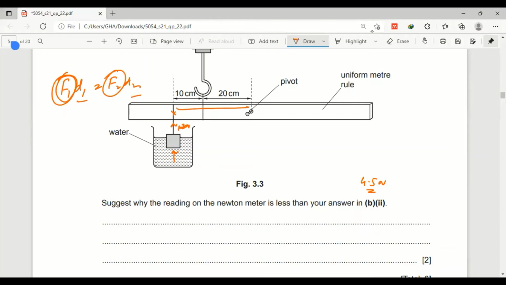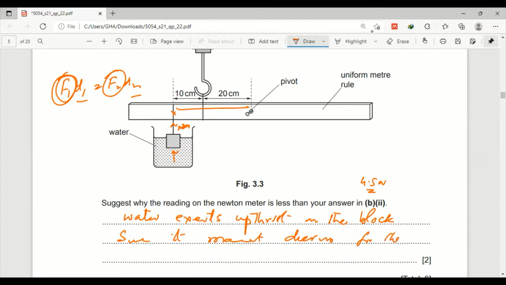So we will write here, water exerts upthrust on the block. So its moment, its turning effect decreases. For the equilibrium, the anti-clockwise moment also decreases. Hence, the Newton meter force also decreases because its turning effect decreases.